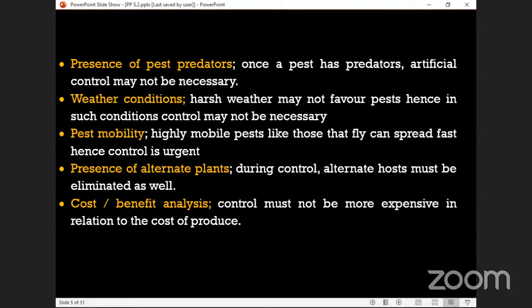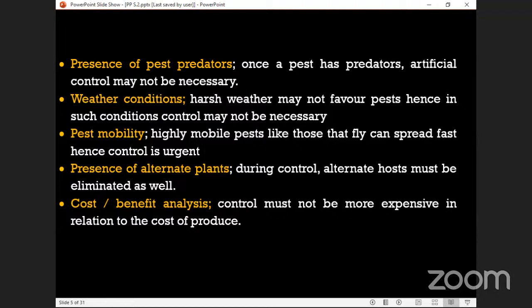Next, the weather conditions. Harsh weather may not favor pests. Hence, in such conditions control may not be necessary. As we were discussing in the previous page, there are certain pests which don't survive during wet season. So when the wet season is continuous, that automatically means they are going to be eliminated. They cannot survive, and that will save your efforts of controlling the pest.